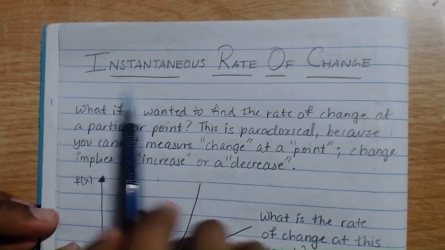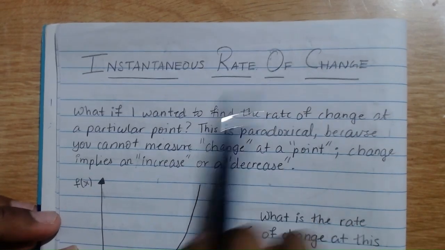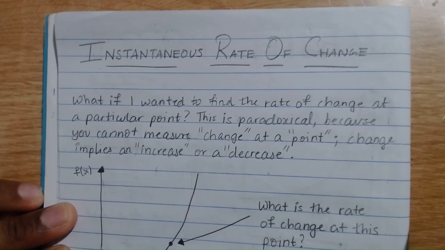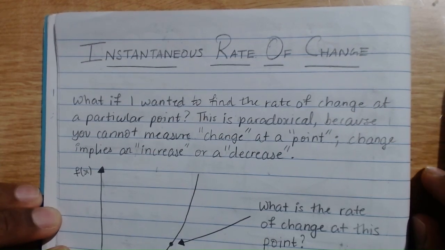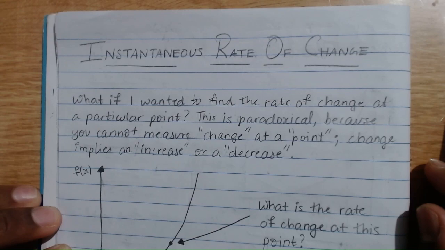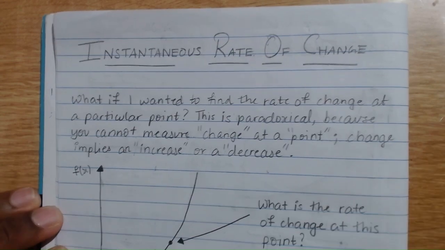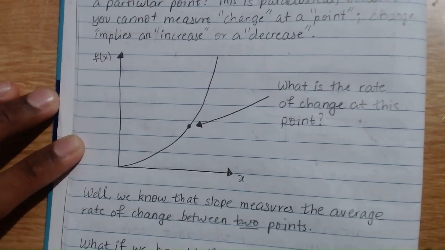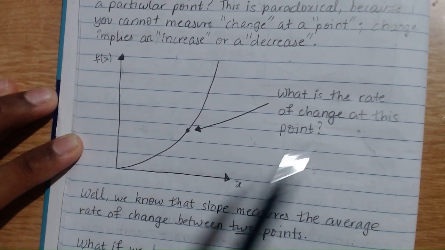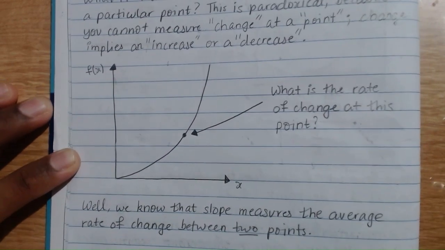Now, if you actually say this out loud, it doesn't really make sense. So let's actually go deeper into it. What if I wanted to find the rate of change at a particular point? This is paradoxical because you cannot measure change at a point. Change implies an increase or a decrease. So I have this function here, a curved function, and I have this point here. What if I want to measure the rate of change at that point?